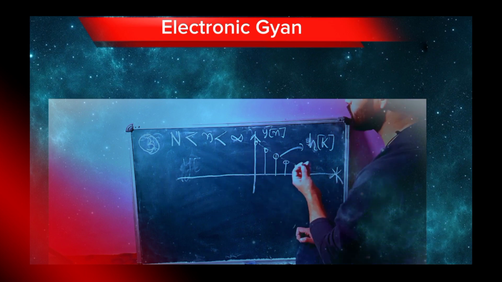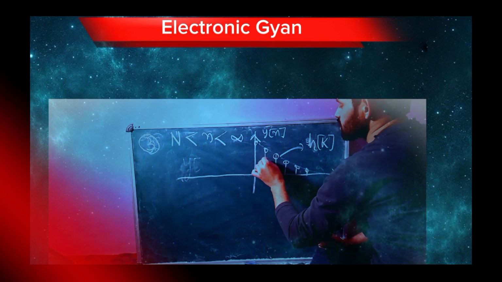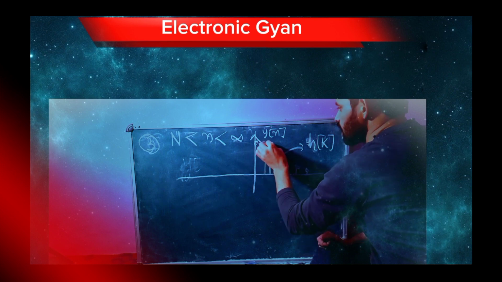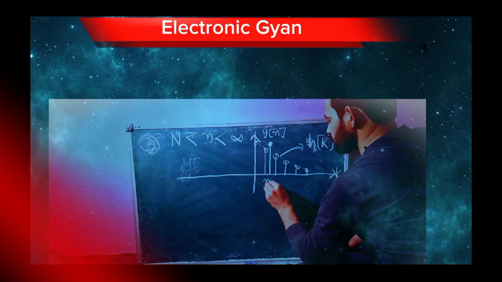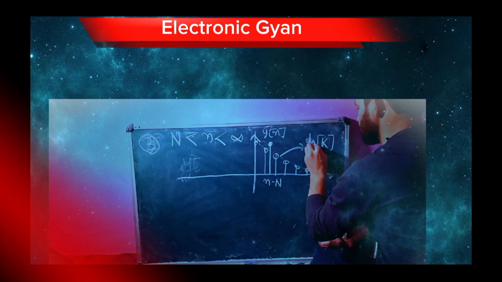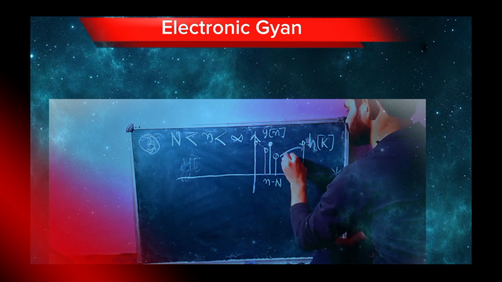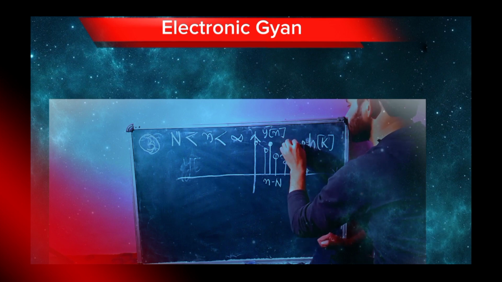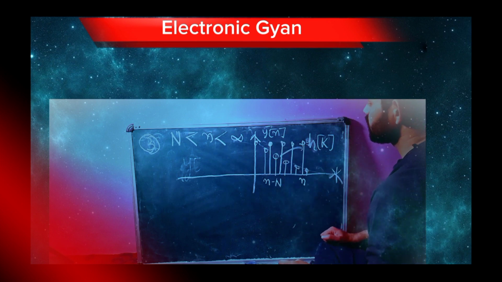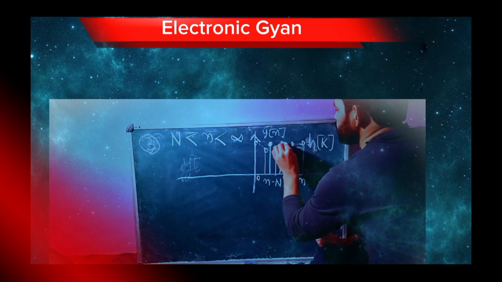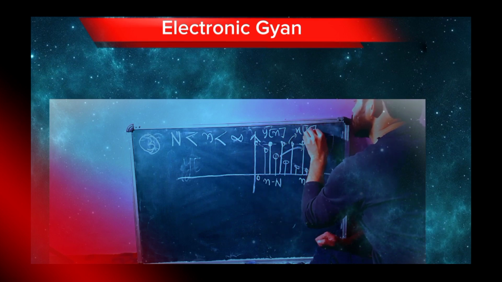Now I have slided this left sided signal completely inside this signal, which is ranging from n minus capital N to n. Let's say n is here. So this signal I have completely slided inside this exponentially decayed signal. And this signal is my x of k.